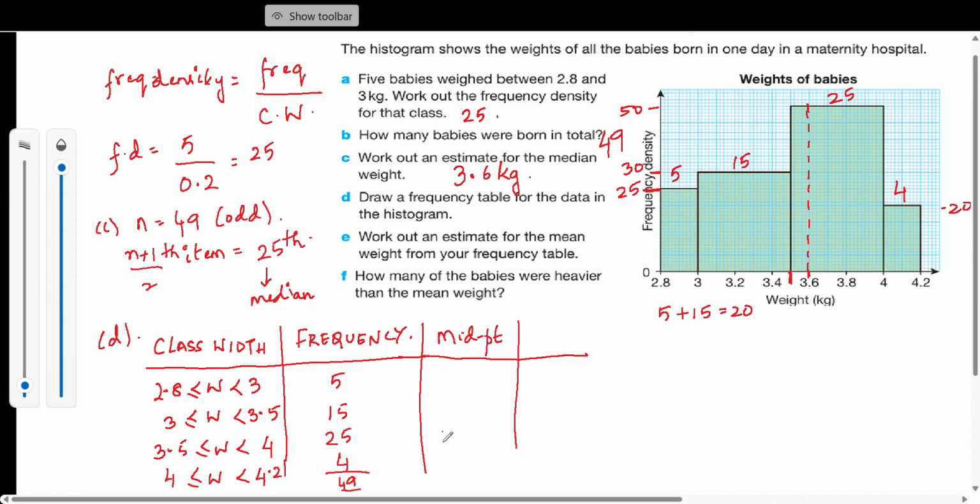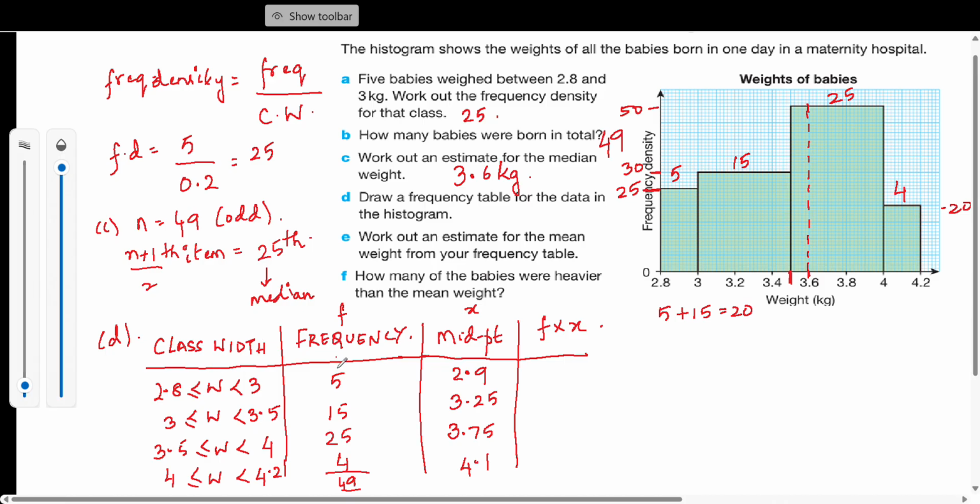Midpoint. So, midpoint is x. This is f. We all are aware that we have to find f into x. So, 2.9, 3.25, 3.75, 4.1.